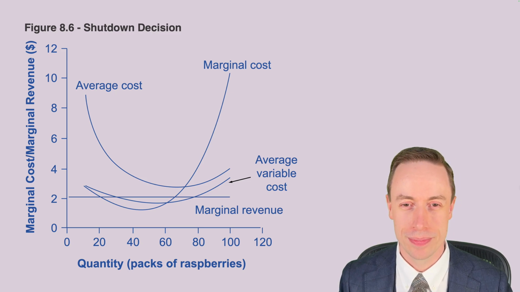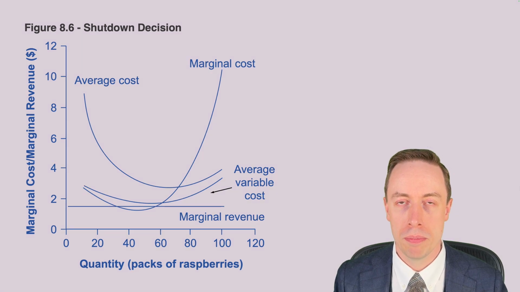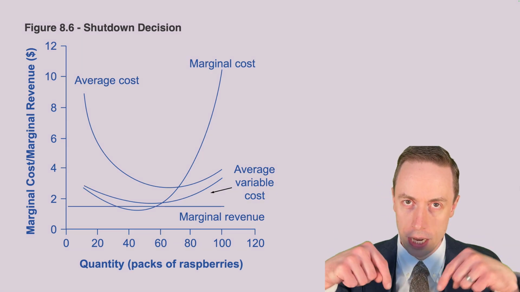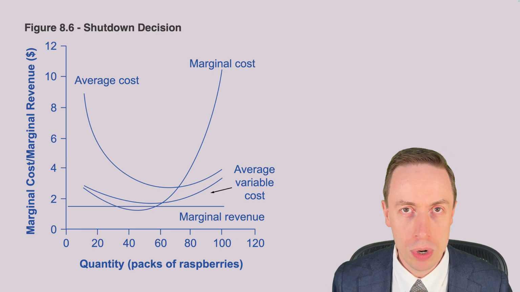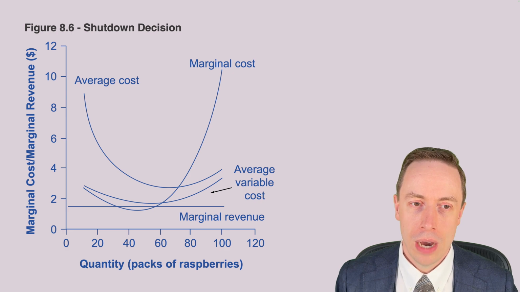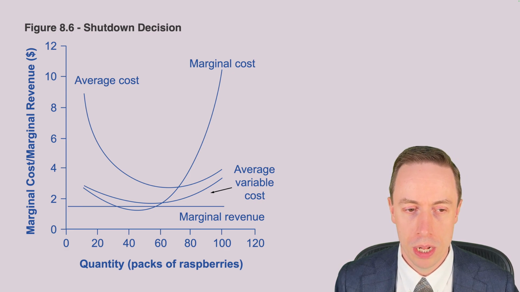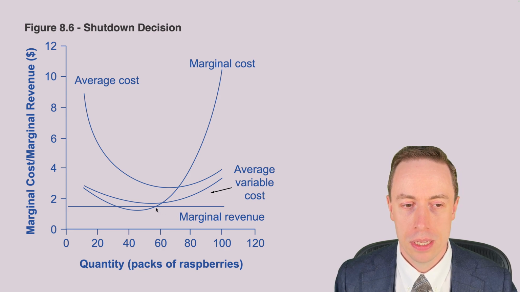Let's do it again. So, same Raspberry firm. This time around, marginal revenue is all the way down there. So let's look at our questions. Question number 1. How much should this firm produce to maximize profits? Well, at first glance, a little under 60 units.